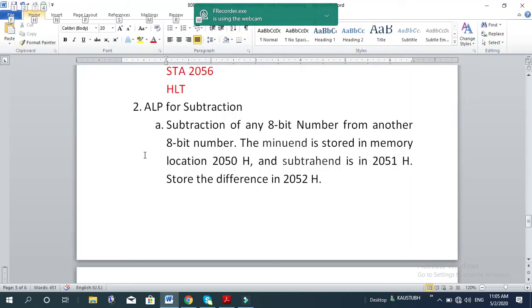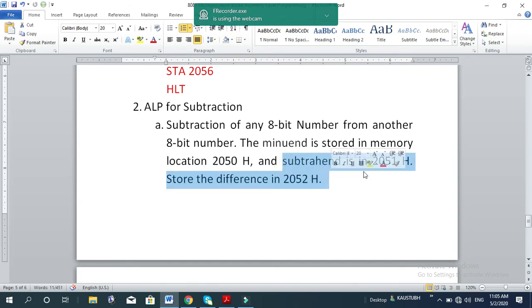Okay, let's start with this assembly level program for the 8-bit subtraction, that is the subtraction of an 8-bit number from another 8-bit number. The minuend is the number from which you are subtracting. Suppose 7 minus 5, where 7 is your minuend and 5 is your subtrahend. Suppose the minuend is stored in the 2050 memory location, your subtrahend is stored in 2051, and the difference, the result, is stored in 2052.